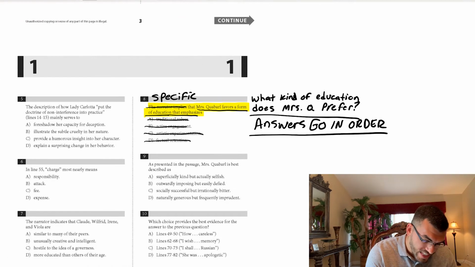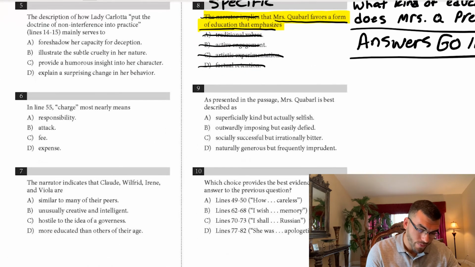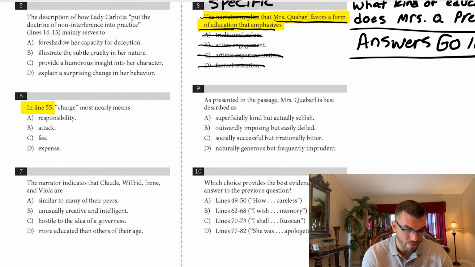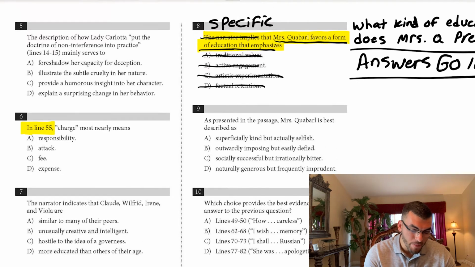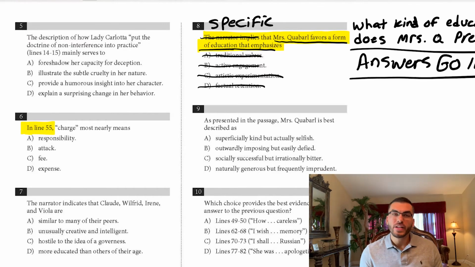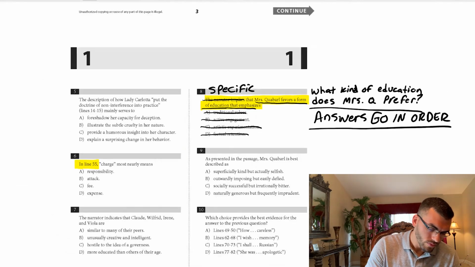Where was question 6 found? Question 6 was found in line 55. So questions number 7, 8, and 9 are going to be after line 55. Now that we know that, let's start at line 55 and continue reading, looking for our keywords dealing with Mrs. Q and education.